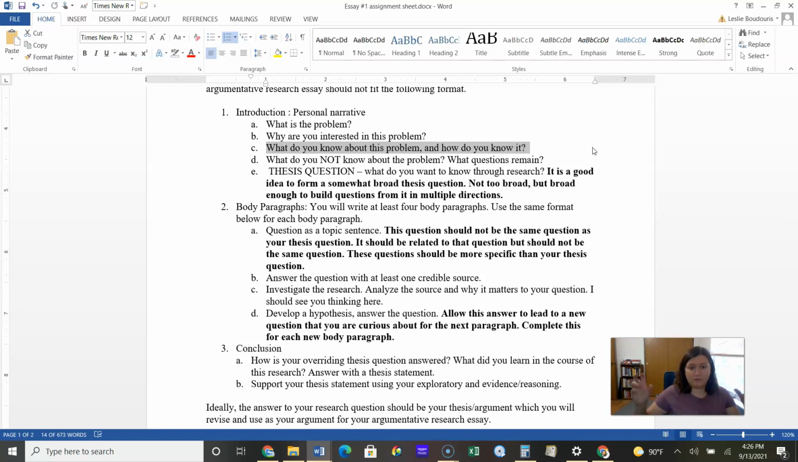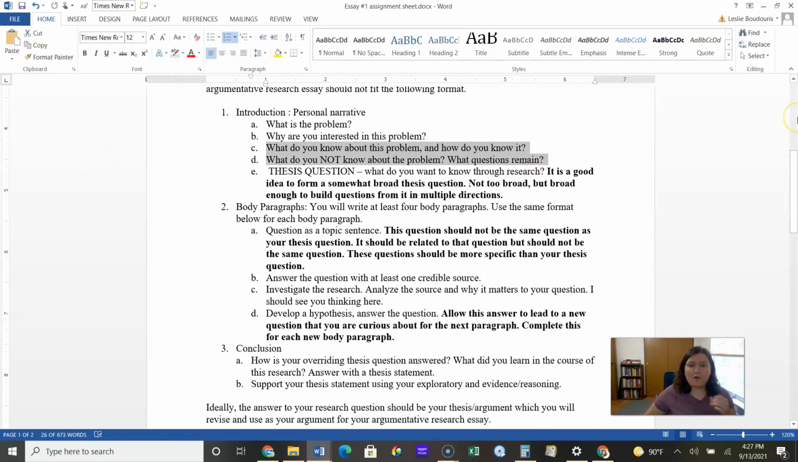You don't necessarily have to. Do not write the question in your introduction. You should answer it, but ask it yourself and then answer it in the paper. But ask yourself, what do you know at this point? And then the next question is, what do you not know about this problem? What questions remain?